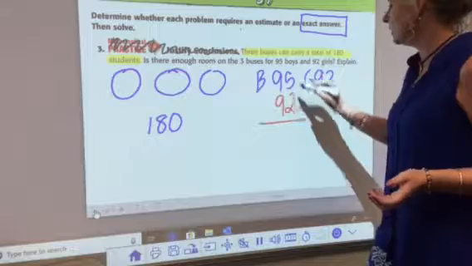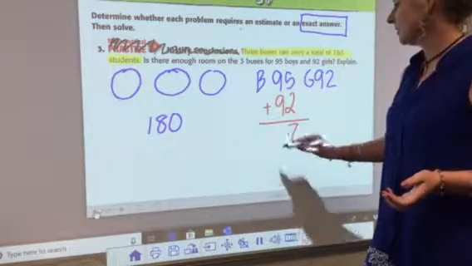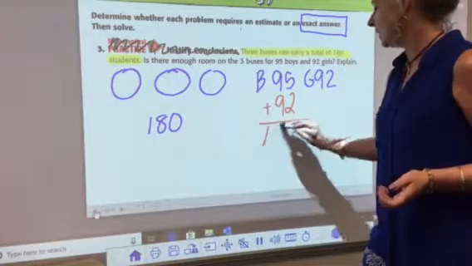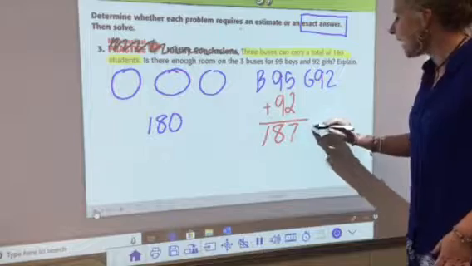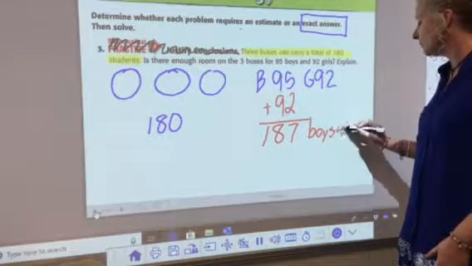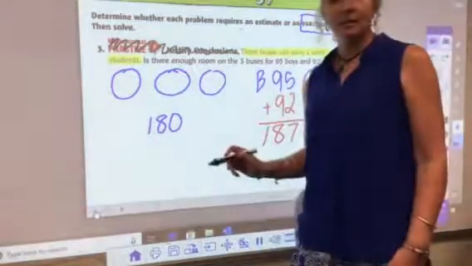We're lining up our ones. 5 plus 2 is 7. 9 plus 9 is, do you know that fact? 18. So we have 187 boys and girls. And how much space do we have on those buses?